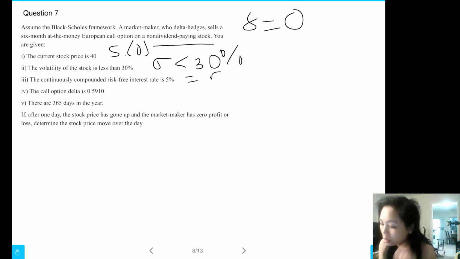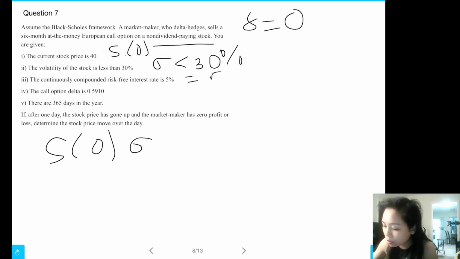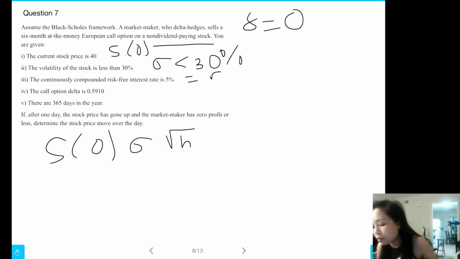So for this problem, in order to find the stock price move over the day, after 1 day, it should be S0 times sigma times the square root of h, where h is the length of time, 1 over 365. In order to find this amount, we need to first determine sigma, because S0 is given as 40 and h is just 1 over 365. Sigma is not given. In order to find sigma, we have to use the information of the delta.